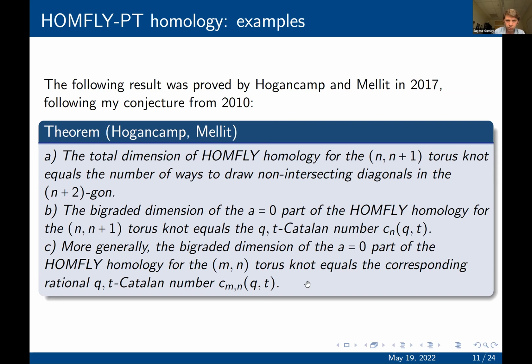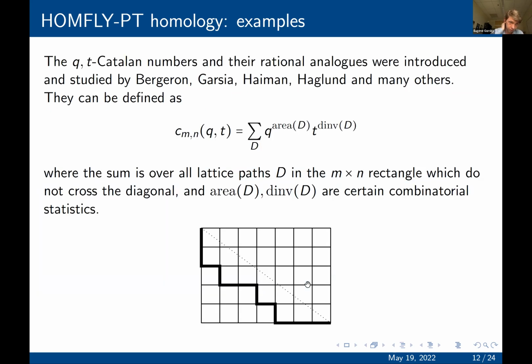Okay, and so what is a QT Catalan number? Again, a really brief introduction, because it's not a combinatorics talk. QT Catalan numbers have been studied by lots of combinatorial people, in particular Francois Bergeron, Adrian Garcia, Mark Haiman, Jim Haglund, and many other people. There's a lot of activity, and it's related to lots of complicated things in algebraic combinatorics.